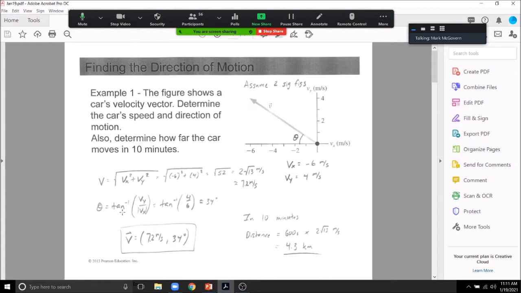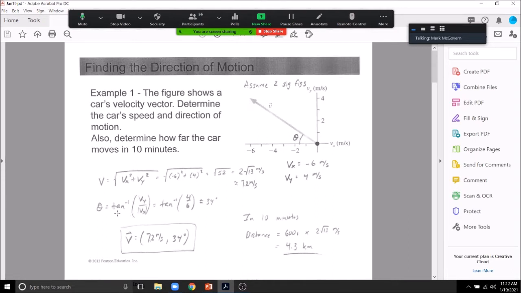Then we go to our direction here. And when you do your direction, you'll need to define an angle somehow. I've decided that I'm going to define my angle with respect to the negative x-axis. Having a picture with the angle specified in there is sufficient, as long as it's clear either from a picture or from an explanation.